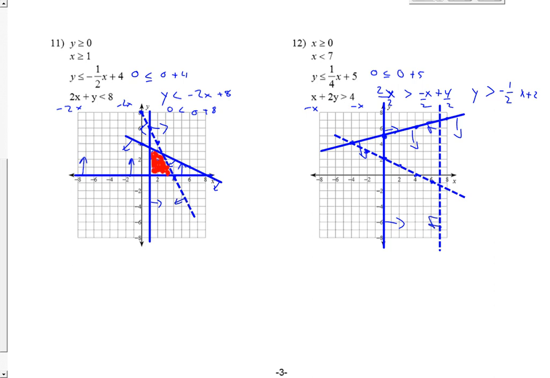And my shading, if I plug in 0, 0, I get 0 plus 0. Is that greater than 4? Yes. No, 0 is not greater than 4. So I need to shade away from the point 0, 0. And if I look at all my arrows, I am in this little trapezoid area, and that is my shading inside here for my solution set. And we're done.